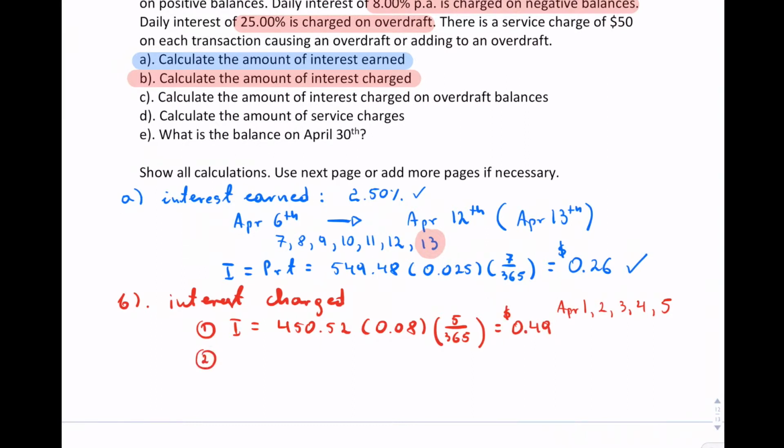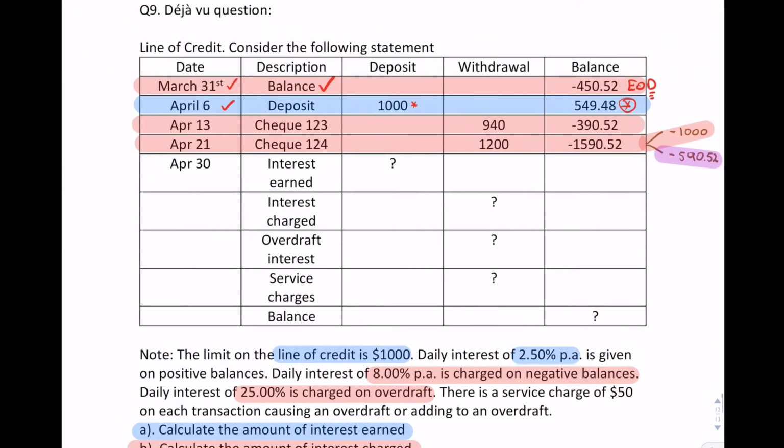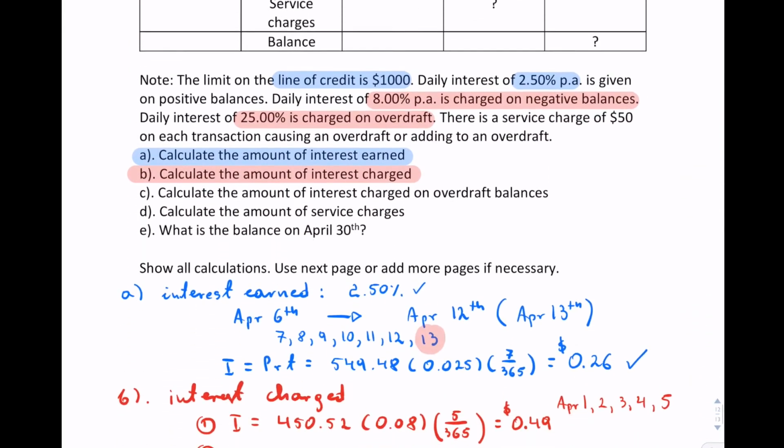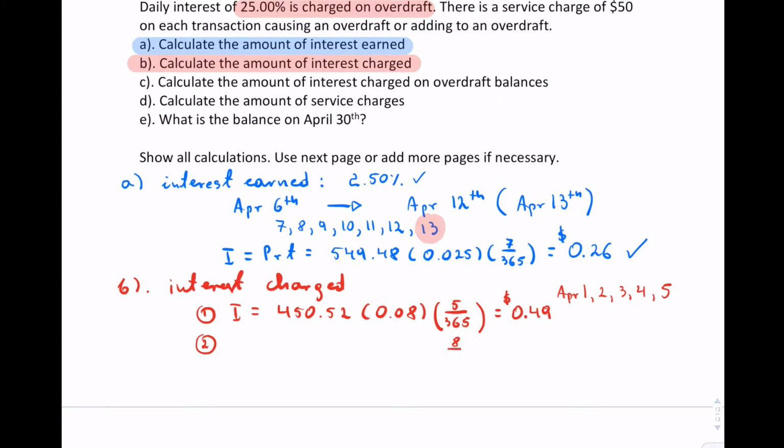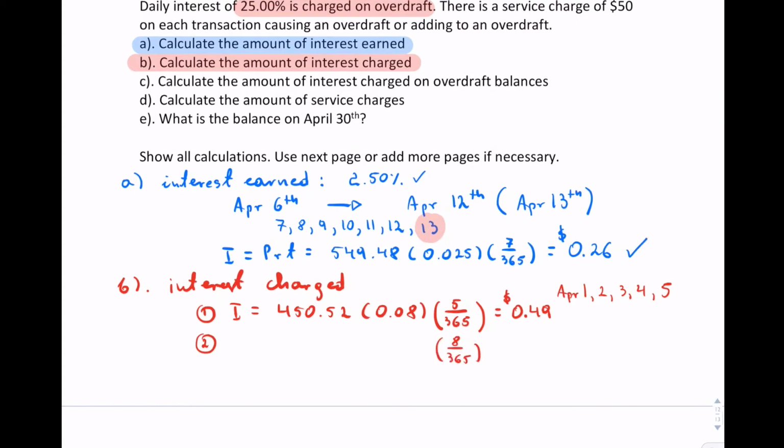Now, the second balance, this one from April 13th. This is not a balance day, so it's not at the end of the day on April 13th. So in this case, you do count April 13th. So April 13th, 14th, 15th, 16th, 17th, 18th, 19th, and 20th. That is 8 days that you have. So it will be 8 over 365. The interest is the same.